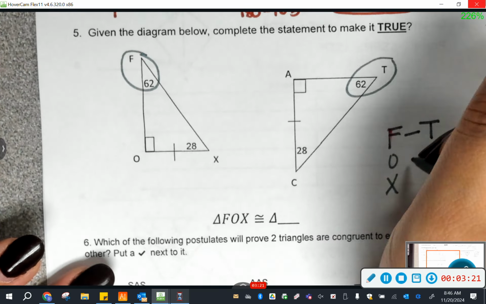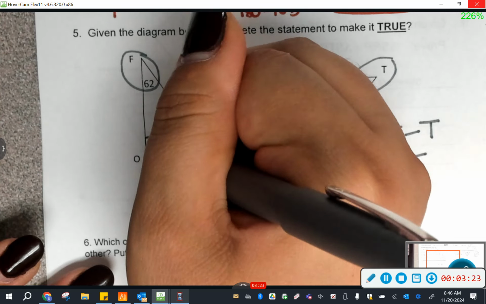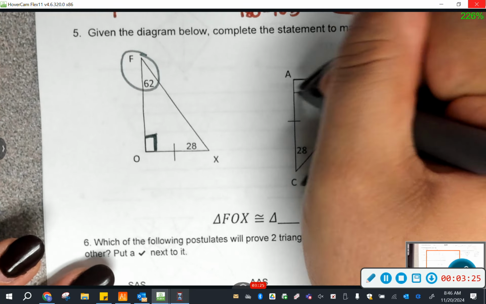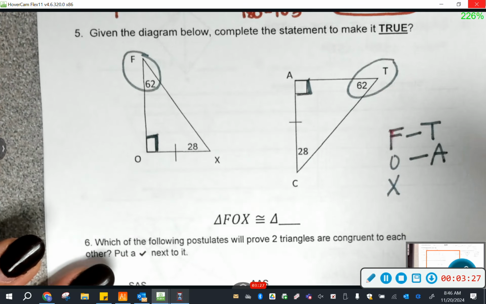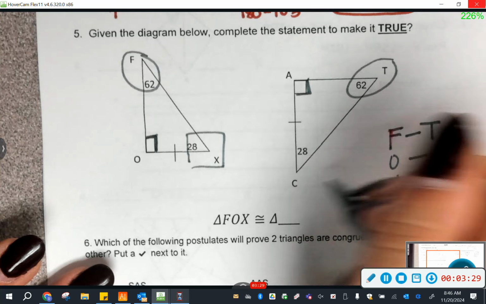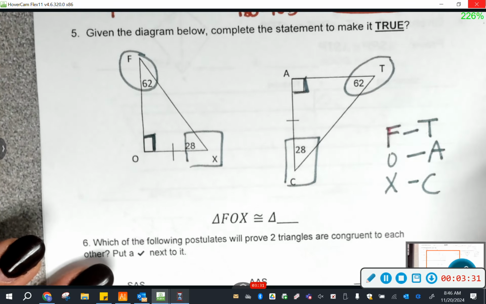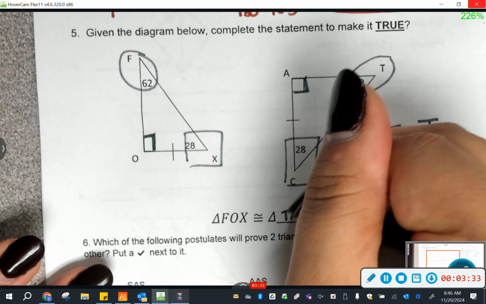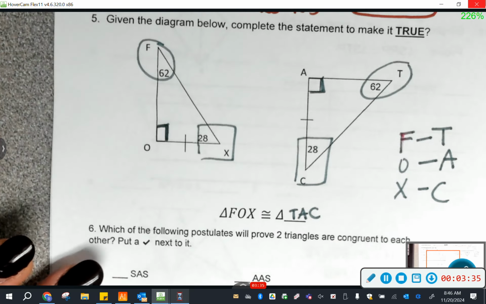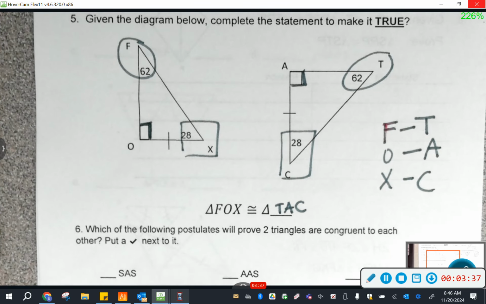T. What's the same as O? What's also 90 degrees? A. And then what goes with X? So you just have to be careful, please. Okay. Draw your chart. We're putting things that are alike together.